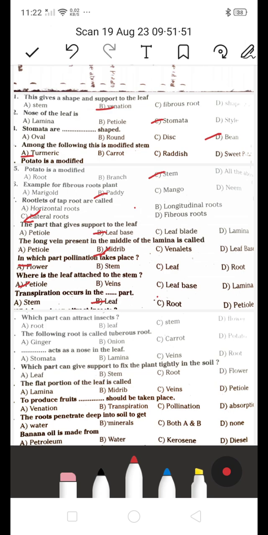Which part can attract insects? Just now only we discussed. It's a root, a leaf, a stem, or a flower. Its answer is a flower. D is the right answer.